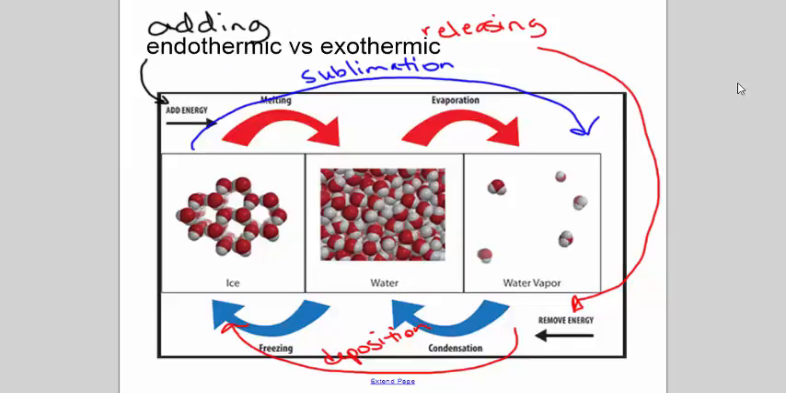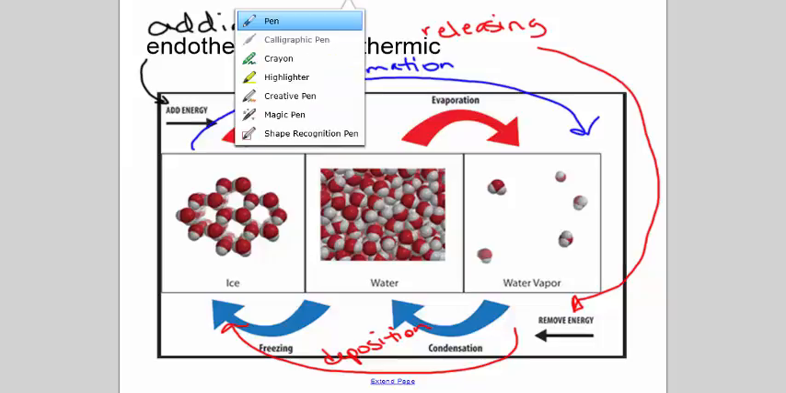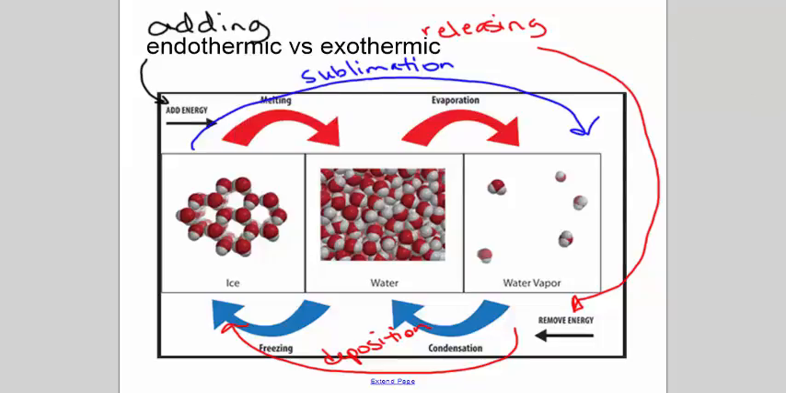So you have to be very careful with these because we tend to think of endothermic reactions as feeling cold, but it's actually in terms of that adding energy, okay, for the phase changes. And exothermic we tend to think of as hot reactions. In terms of phase changes, we're releasing energy, so we're causing those particles to slow down. So be very careful when you're identifying them as endothermic and exothermic.